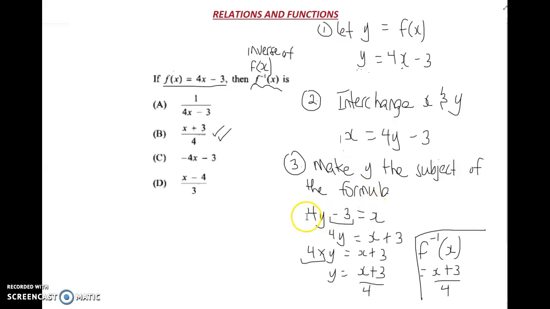So I had 4y minus 3 equals x. I carried across the minus 3 first. Minus 3 became plus 3. So I got 4y equals x plus 3. And then you need to remember that 4y is the same as 4 multiplied by y, right? So then I carry across the multiplication by 4, and that became division by 4. So my final answer, I got the inverse of x is x plus 3 over 4. And that's it.